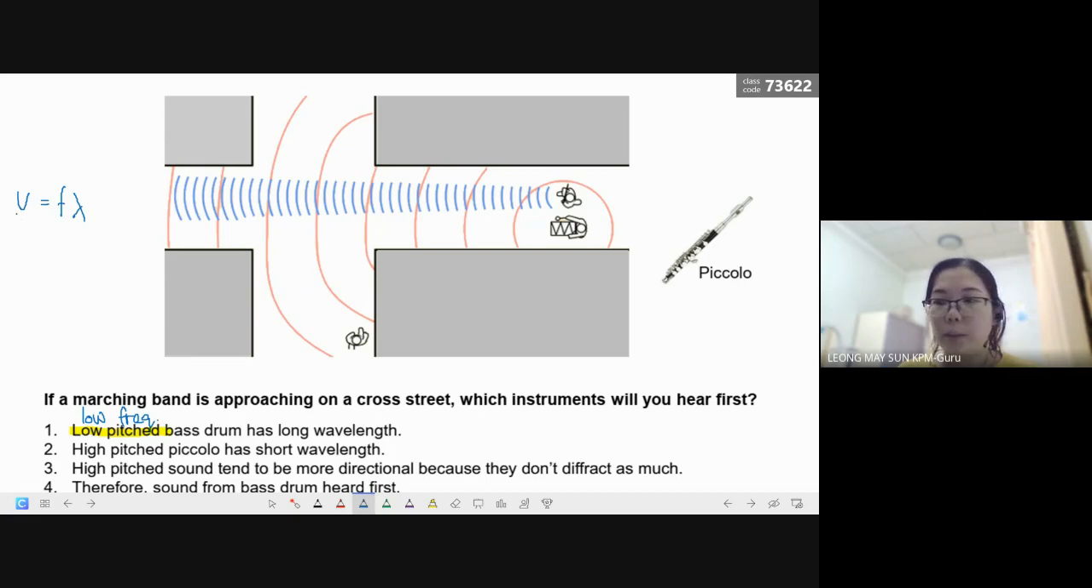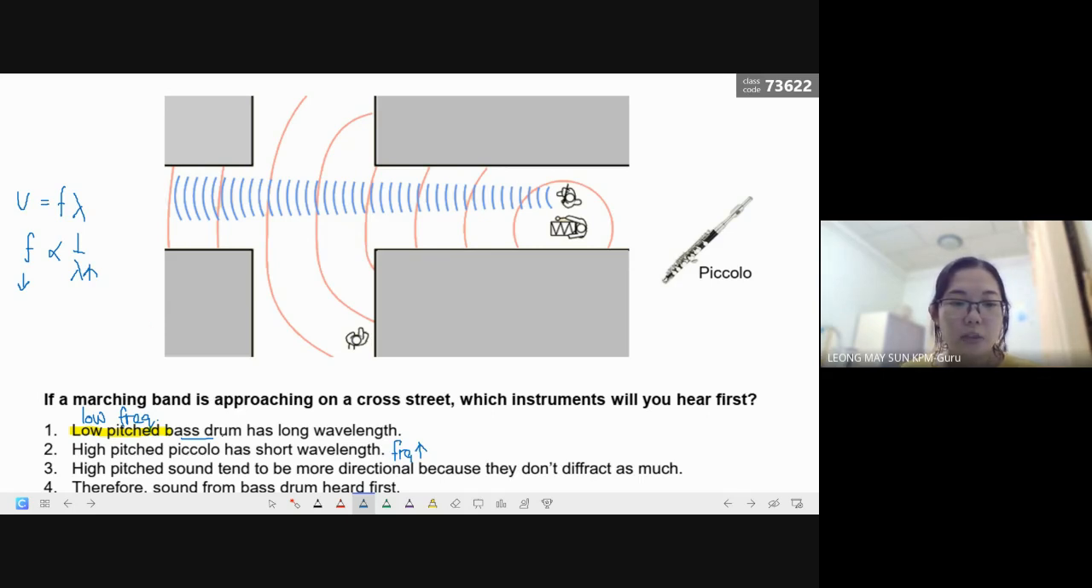So V will be a constant value, so frequency will be inversely proportional to the wavelength. It doesn't matter if it's a sound wave, light wave, or water wave, the frequency will be inversely proportional to the wavelength. So because the bass drum is low pitch, which means the frequency of the bass drum is low, hence the wavelength is higher. That's why low pitch bass drum has longer wavelength. High pitch piccolo has a shorter wavelength, which means that the frequency is high. When the frequency is high, then the wavelength would be shorter.